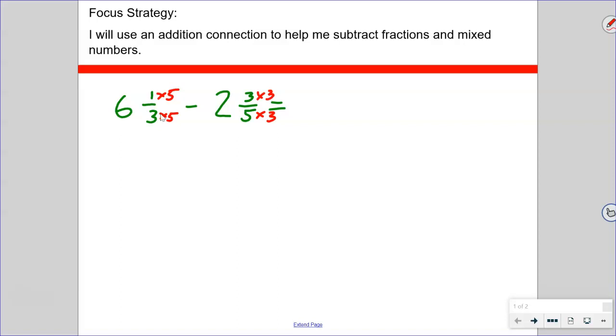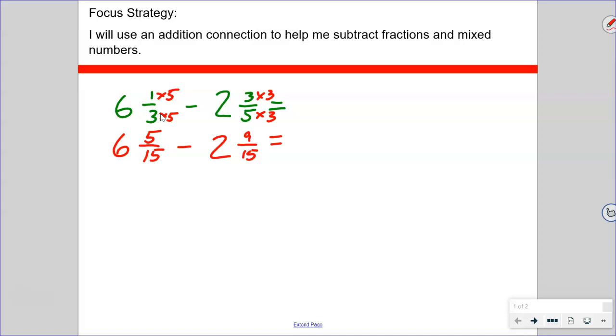So now I'm going to rename both of these mixed numbers. Now we have 6 and 5/15 minus 2 and 9/15. Common denominators always make fraction problems easier to understand. So now that we've done that, I'm going to use the addition connection that we talked about last week in class to help me solve this problem.